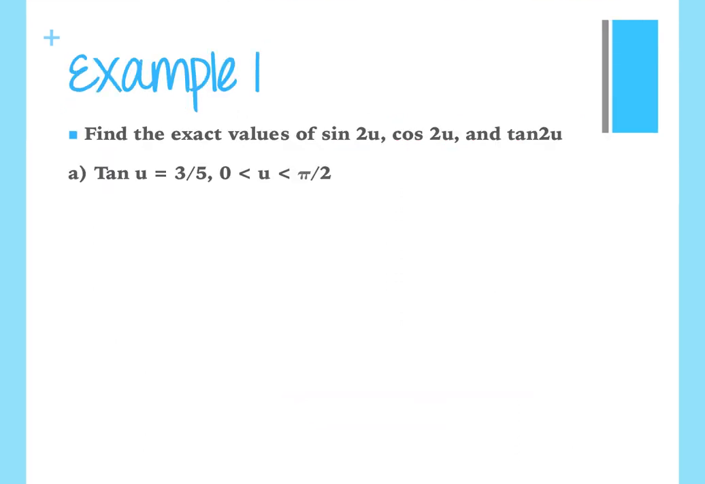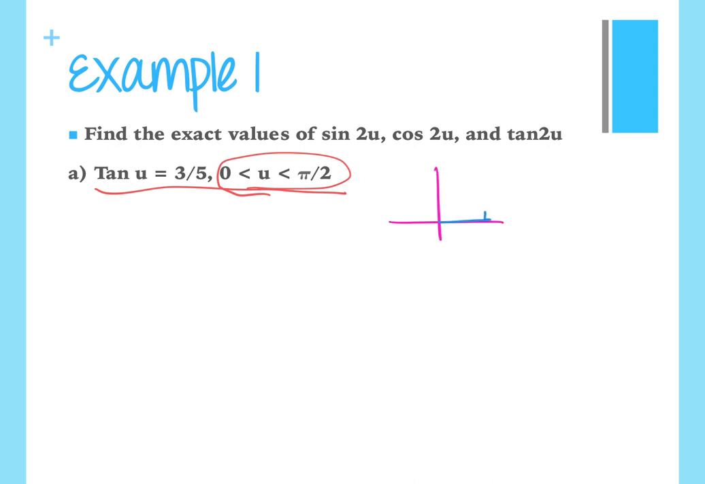All right, so the first example says find the exact values of sine 2u, cosine 2u, and tan 2u, and it gives you the tangent of u. So this is not my doubled angle. This is my halved angle, and I need to find it of the double angle. So I'm going to use the information given to set up a triangle in the quadrant they give you, which is what this piece of information is. If it's in between 0 and pi over 2, what quadrant is it in?